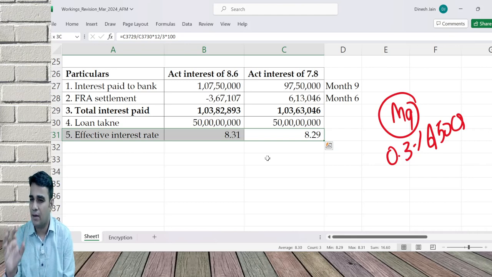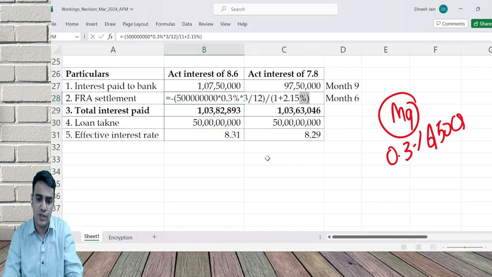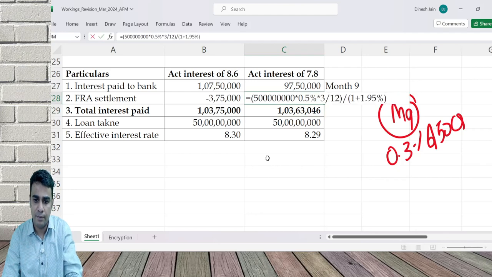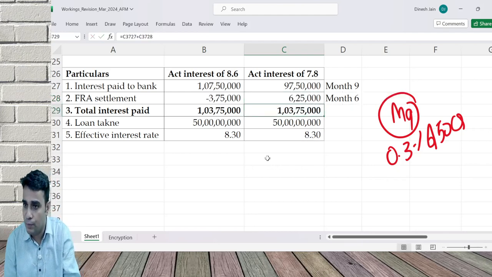Okay, let me explain the concept again. I will take a loan at 8.6 or 7.8. I will have to pay compensation or receive compensation for the difference. Assuming you don't do discounting. You have to do discounting, but assuming you don't, both will give you exact 8.3.